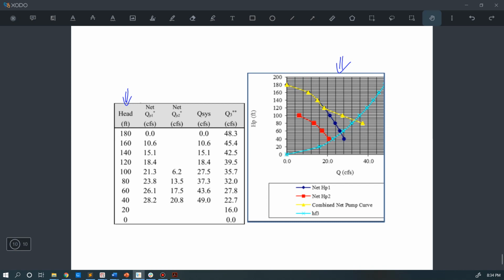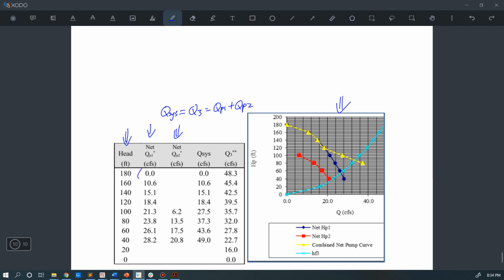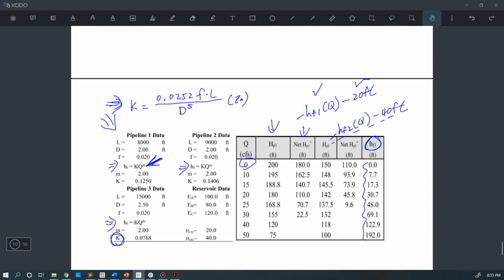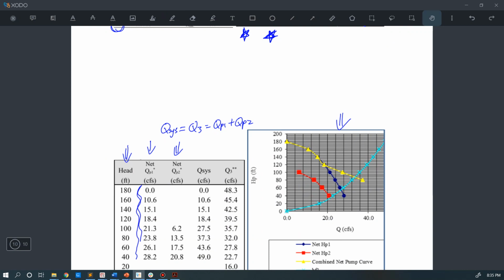So here, instead of the flow rates, we change to the head. Given the interval of 20 feet, we can interpolate the net flow rate at pump 1 given the head, and the net flow rate at pump 2 given the head. And then we can know the flow rate for the system, which is the flow rate at pipe 3, because Q3 is equal to QP1 plus QP2. This is equal to Q system. And to interpolate, for example, the net QP1, we use this column and this column to interpolate the flow rates.